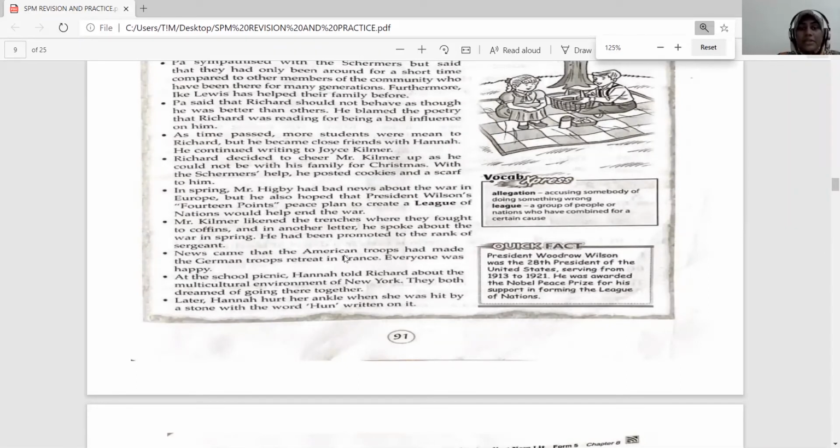News came that American troops had made the German troops retreat in France. Means the Americans have defeated the Germans. Everyone was very happy. At the school picnic, Hannah told Richard about the multicultural environment of New York. They both dream of going there together.